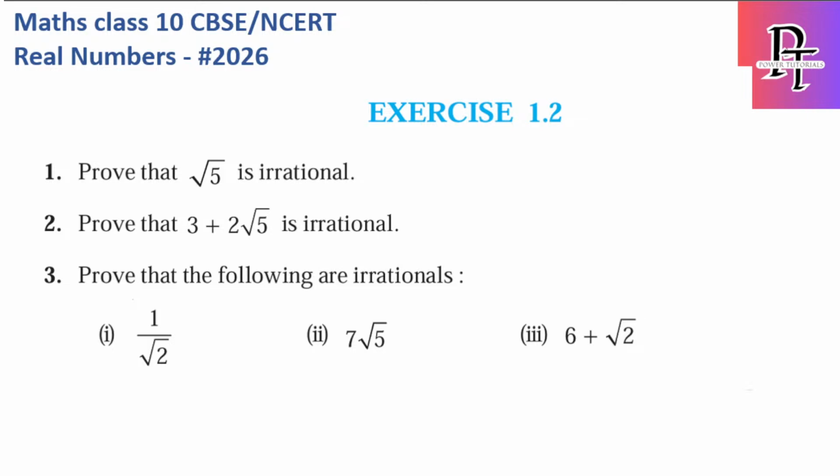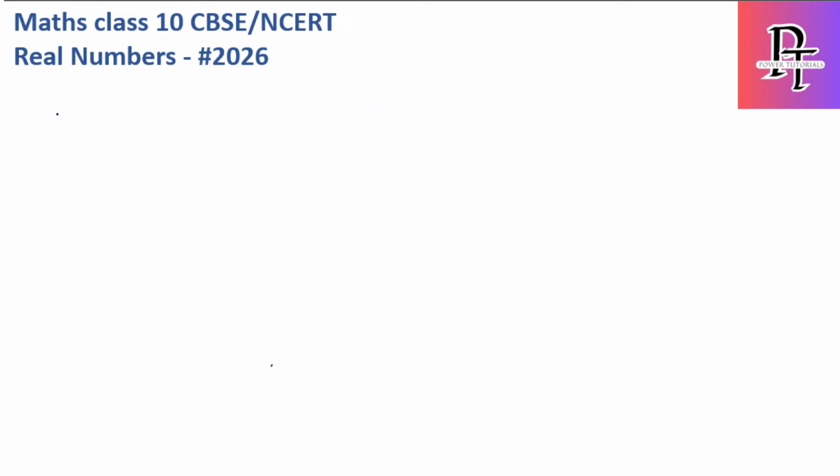First one is root 5 is irrational. We have to prove root 5 is irrational. Okay, so same method. Let us assume.